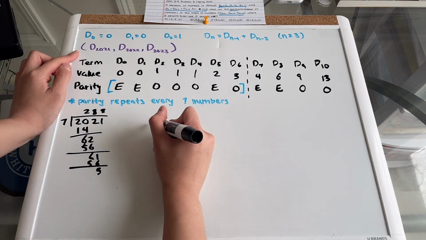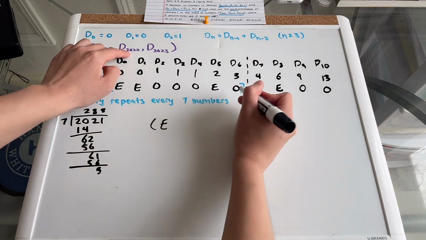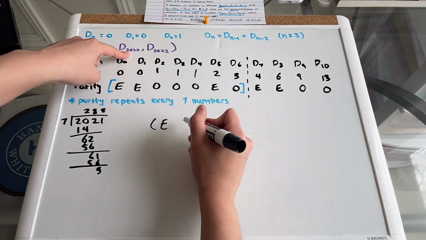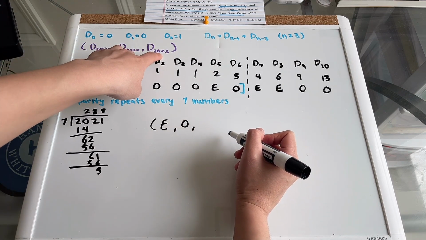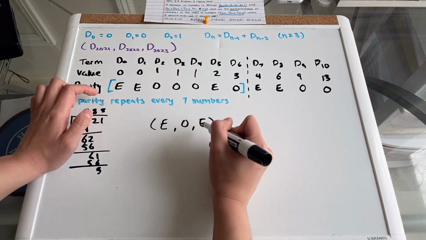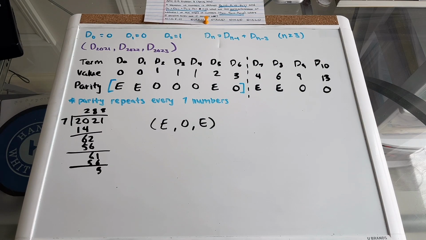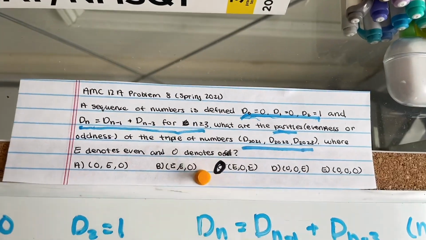So this first one, d2021, is going to be even. Since this is just one more, it has a remainder of 6, so that will be odd. And 2023 is divisible by 7, so it doesn't have a remainder, so it is going to be even. This is the parity of this triplet. So looking at our answer choices, we can see that the answer is C: even, odd, even.